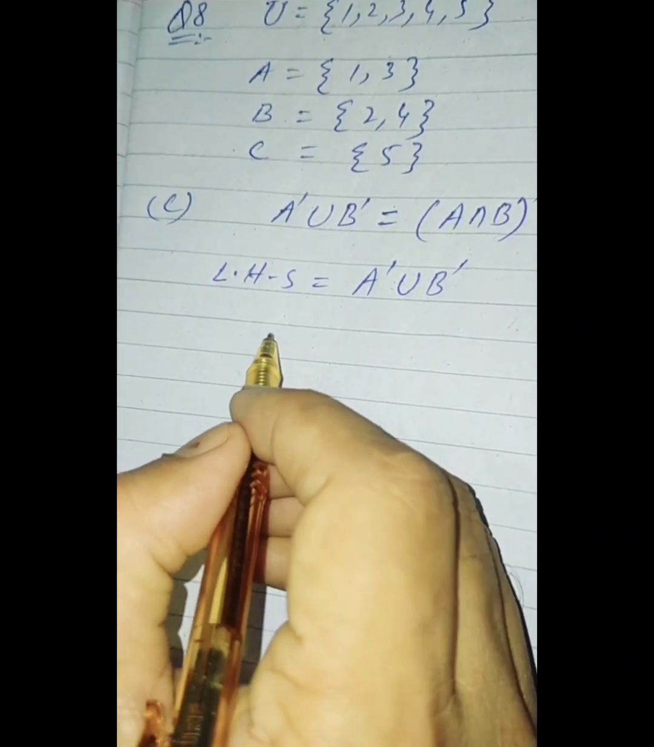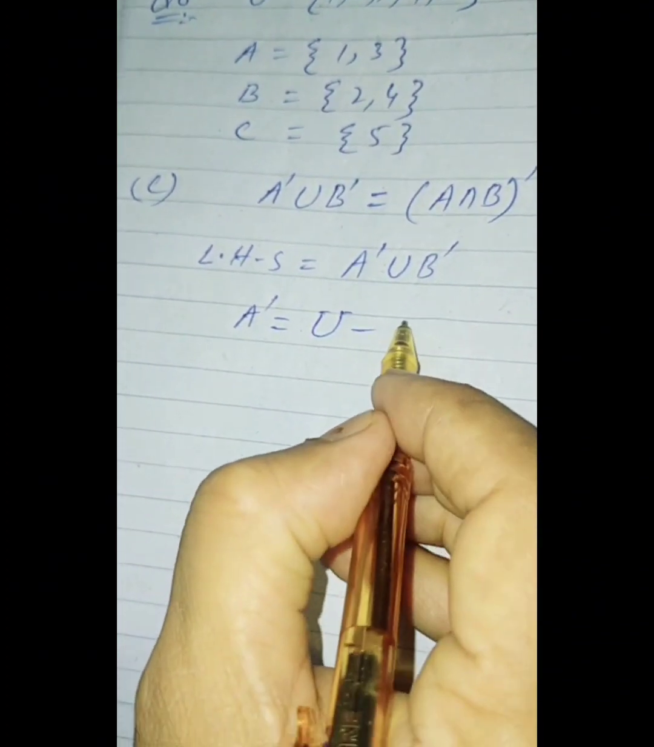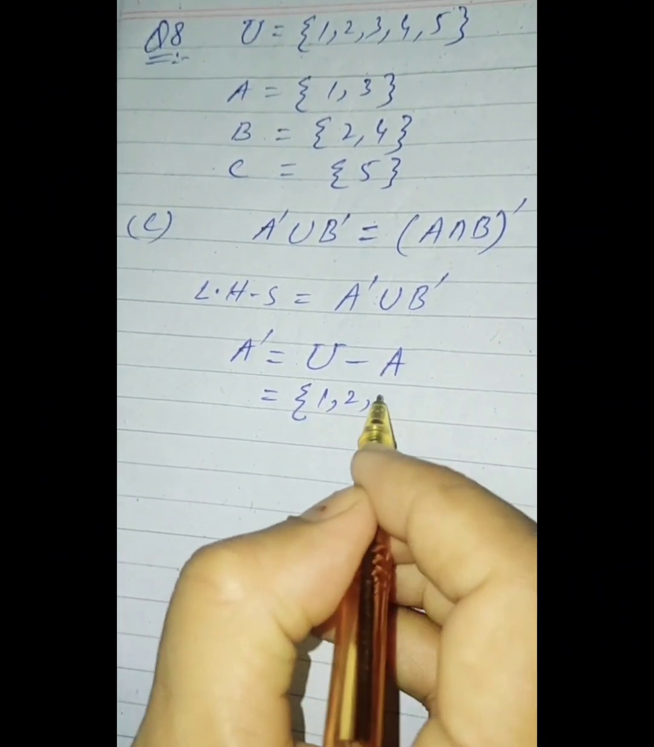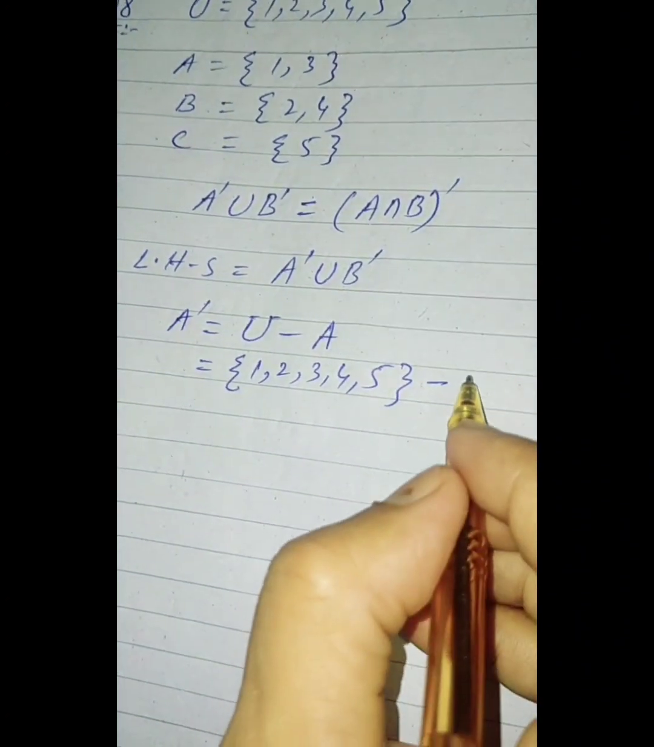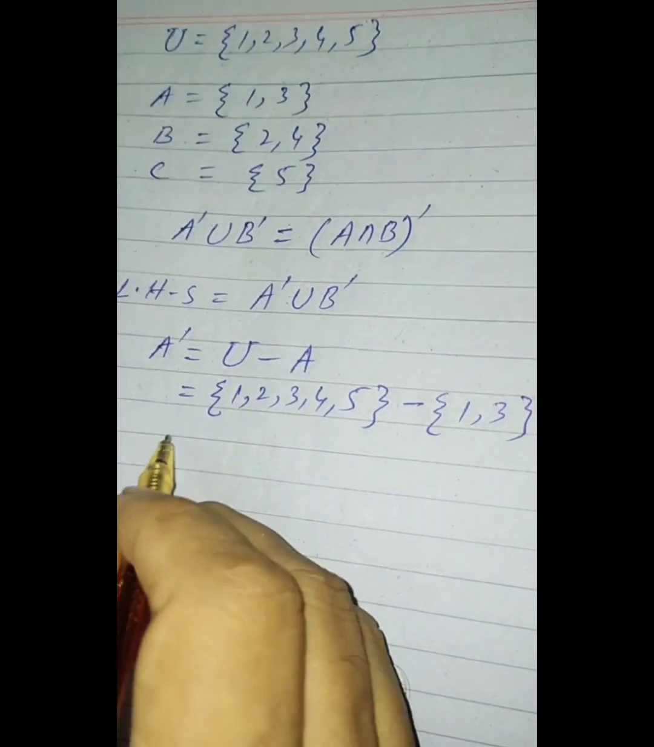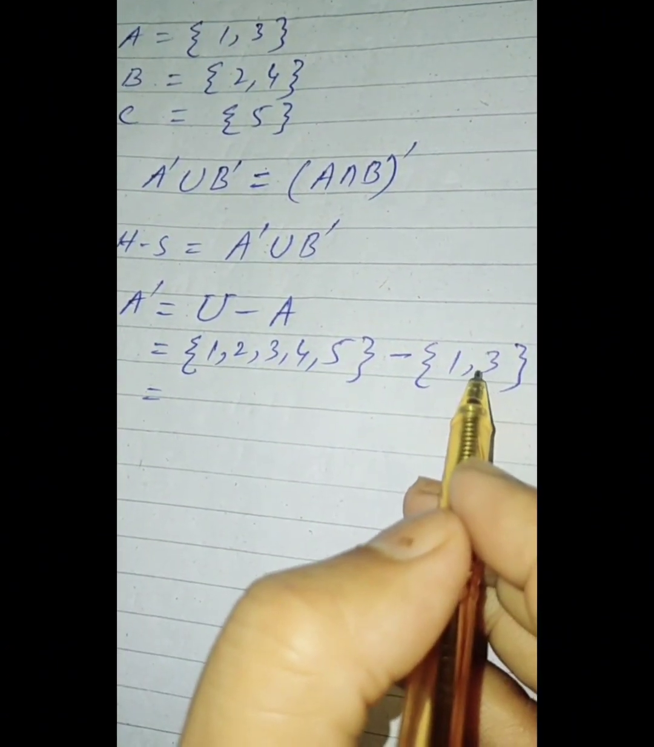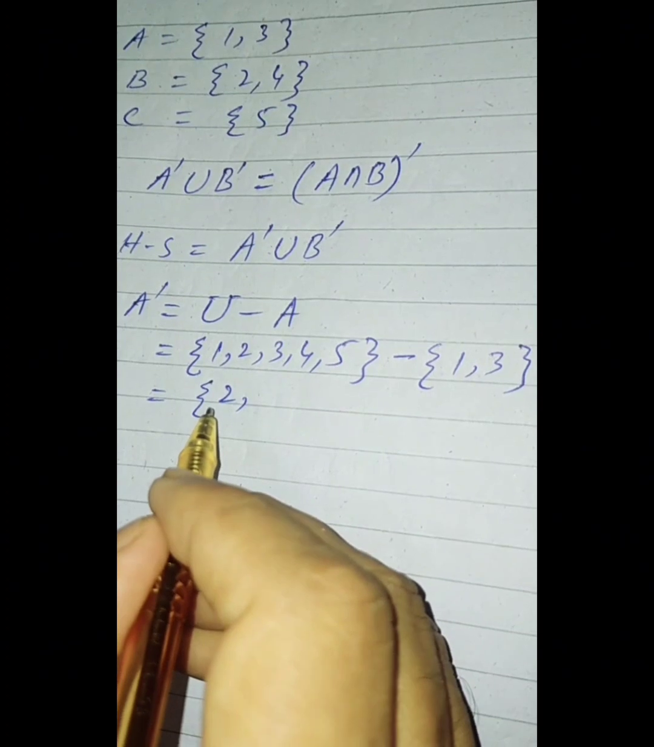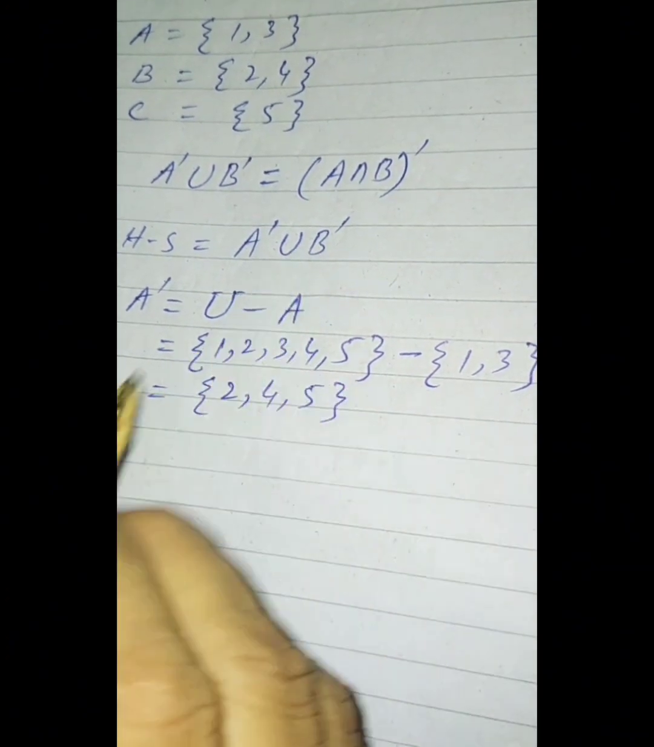So we know that A complement equals universal set minus A, and universal set is a set whose members are 1, 2, 3, 4 and 5, and then we have set A whose members are 1, 3 only. Okay, now we know that A complement is a set of those members of universal set which are not present in A. So we will subtract 1, 3 from universal set and we will write 2, 4 and 5. This is A complement.